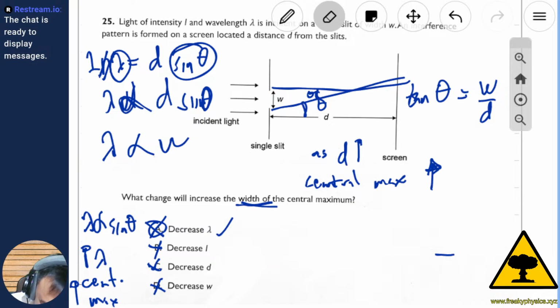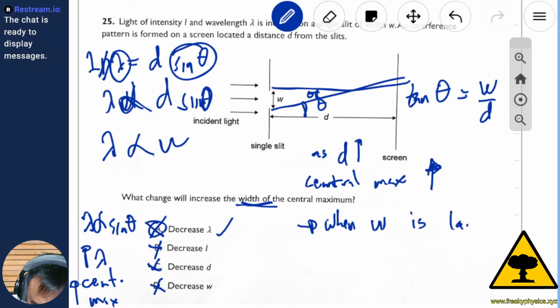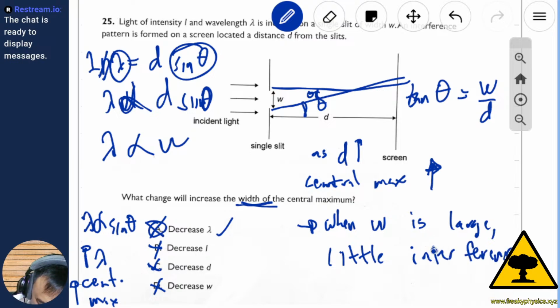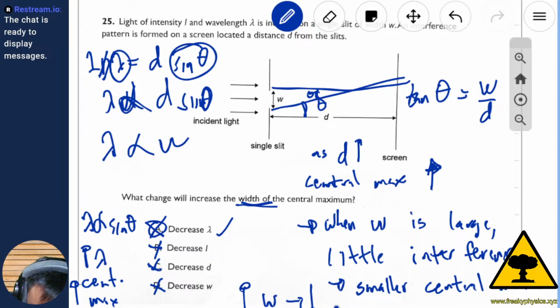Just think about it this way: the narrower it is, the more interference there is. Let's do it intuitively again: when W is large, there is little interference, so there is a smaller central maximum. In other words, large W means small central max.